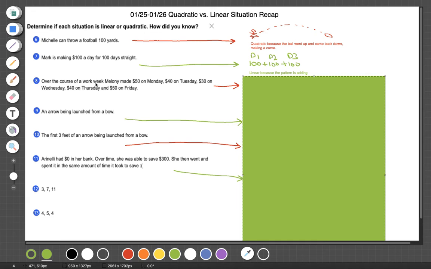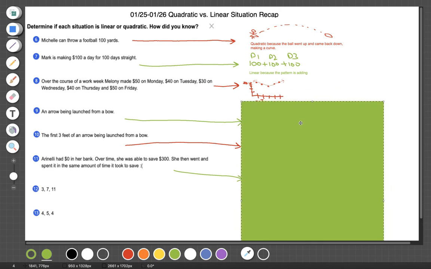Over the course of a work week, Melanie made $50 on Monday, $40 on Tuesday, $30 on Wednesday, $40 on Thursday, and $50 on Friday. So let's think about this in terms of a graph. What does that kind of look like? So in this graph, here's our $50, so 40, 30, 20, 10, Monday, Tuesday, Wednesday, Thursday, Friday. It doesn't look perfect, and that's okay. So it starts at 50, then down to 40, then down to 30, then up to 40, then up to 50 again. Well, that doesn't make a straight line. It makes kind of a curve. So that's going to be more quadratic because it's curving down and then back up.